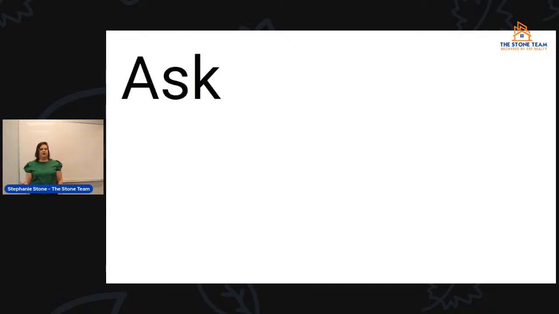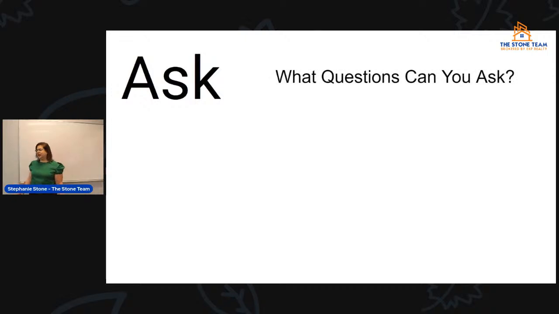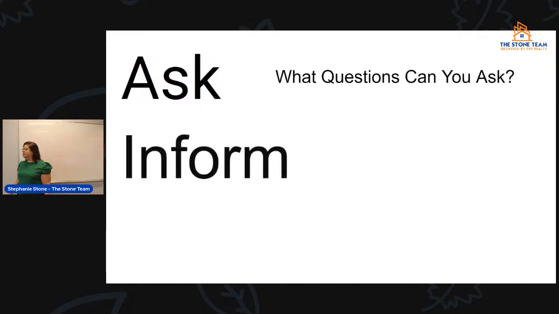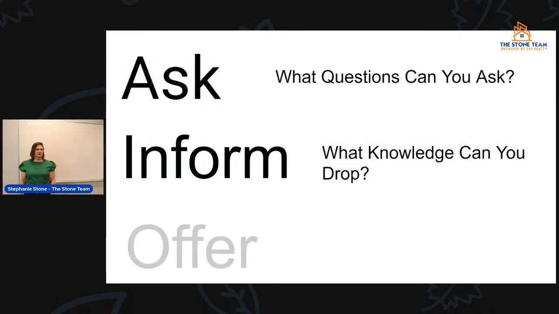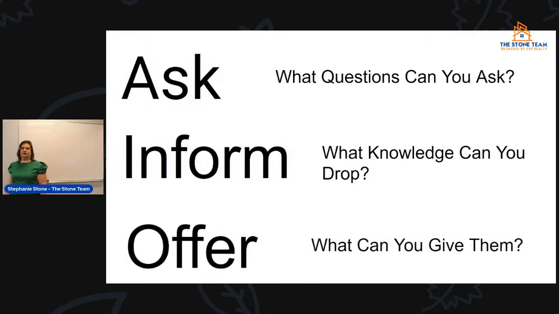I break these up into 3 different categories. What can I ask somebody in terms of real estate? What questions can I ask that gets them going? What can I inform them? What little nugget of knowledge can I drop? And then lastly, what can I offer? What can I give them? And I'm not talking about just tangible, but what is something that I can just go, here, this will help. So everything that you do, ask, inform, and offer should be top of mind.